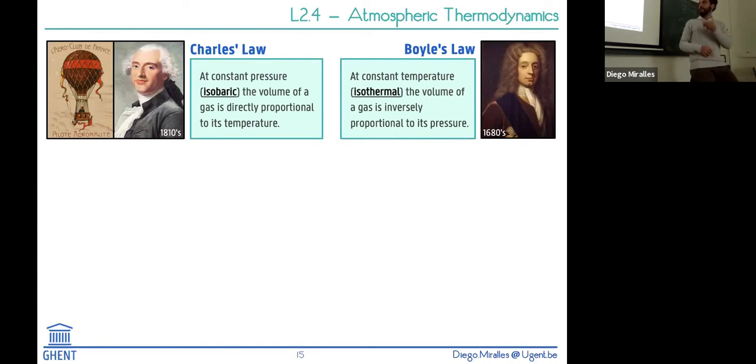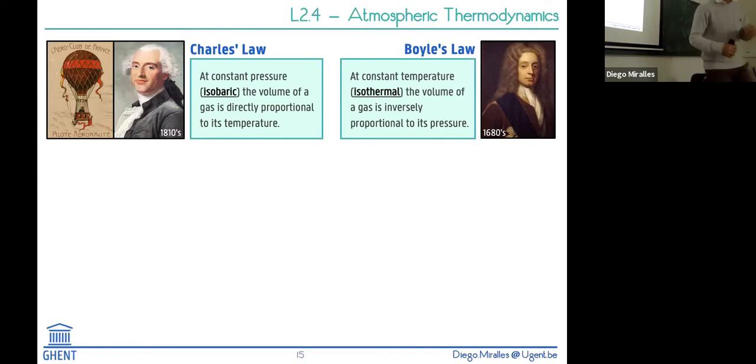this fellow here, Jacques, realized that when you keep the pressure constant, there is also a relationship between the volume and the temperature. That is maybe slightly less intuitive, but essentially what he says is that the volume is directly proportional to the temperature, meaning that if you have a constant pressure and you increase the volume, the temperature increases. Okay?